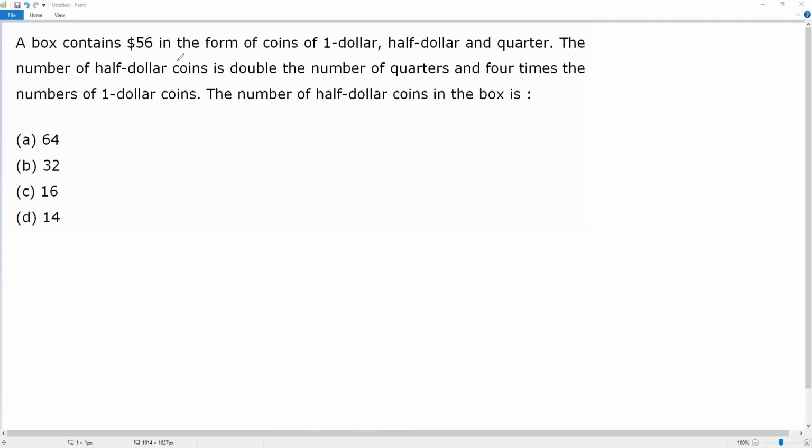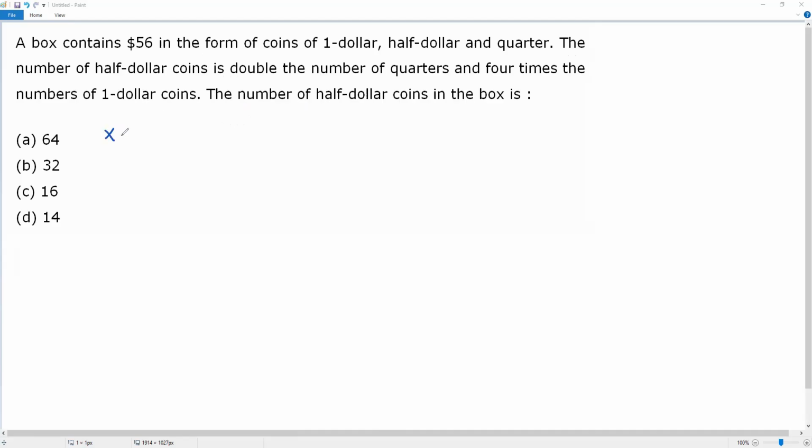A box contains $56 in the form of coins of $1, half dollar, and quarter. The number of half dollar coins is double the number of quarters and 4 times the number of $1 coins. The number of half dollar coins in the box is. Okay, using the given information, we have to find the number of half dollar coins in the box.